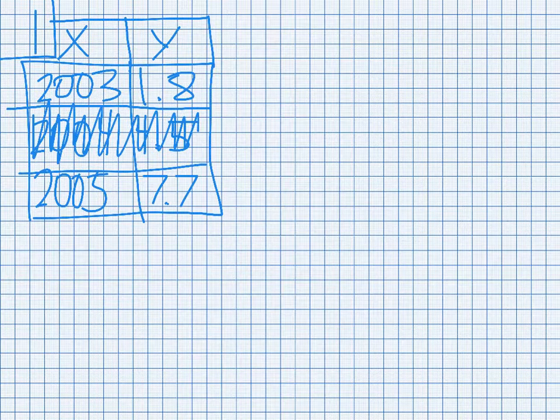Now here's what we do. We just had the delta y over delta x. Delta, the triangle, means the change in the y values. So how are the y values changing? Well, just use a little bit of common sense here. Notice I labeled the y's as the subscribers in millions, and the x's are the years. So the change in the y values, it went from 1.8 to 7.7.